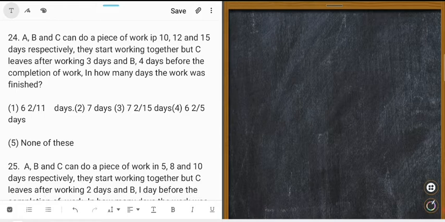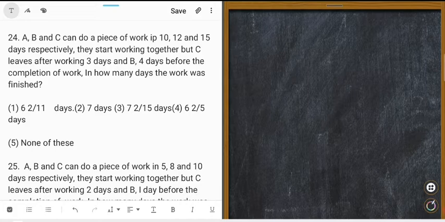Today we shall do some arithmetic on time and work. Now let's begin our today's class with number 24, and question number 24 is like this.